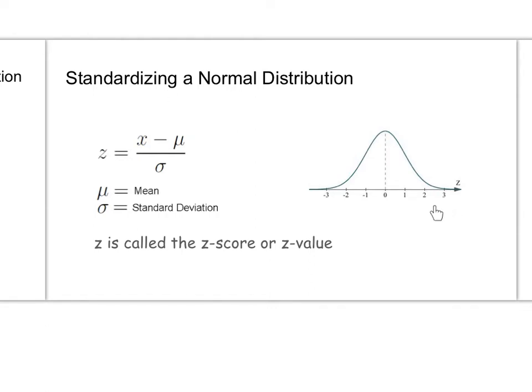These numbers that you can see now in the graph in the standard normal distribution are what we call the z-values. The z-values can be obtained by using the formula x minus mu over sigma. Take note that mu is the mean or the average, and sigma is the value of the standard deviation. This z-value is what we call the z-score.